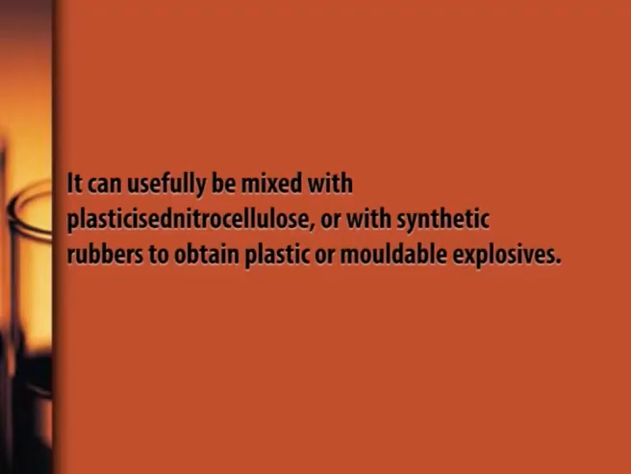PETN, discovered in 1895, is a solid with a melting point of 141 degrees centigrade and is a very powerful explosive. It is very stable both chemically and thermally. Pure PETN is too sensitive to impact and friction for direct military application. It can usually be mixed with plasticized nitrocellulose or synthetic rubbers to obtain plastic or moldable explosives.